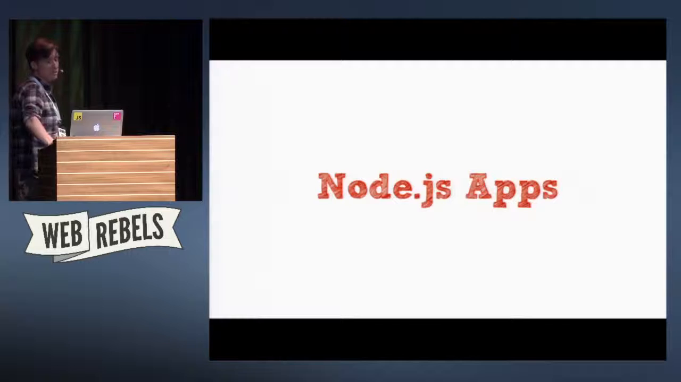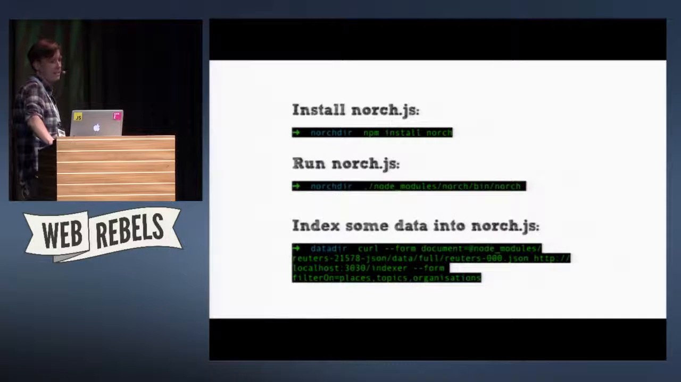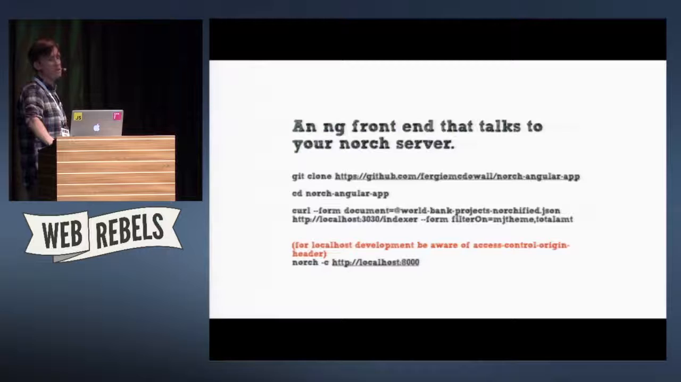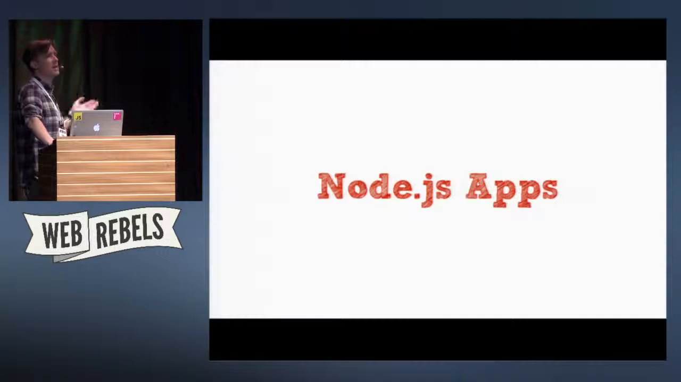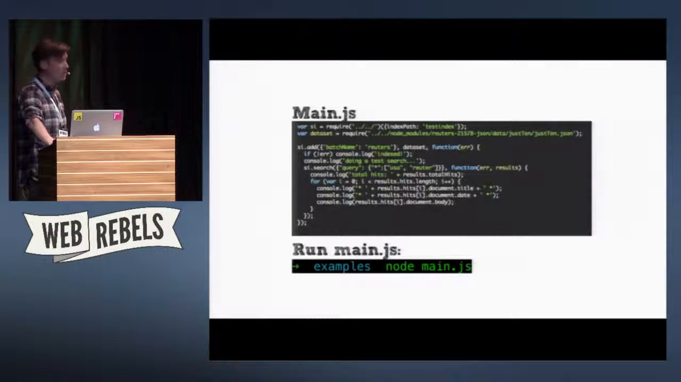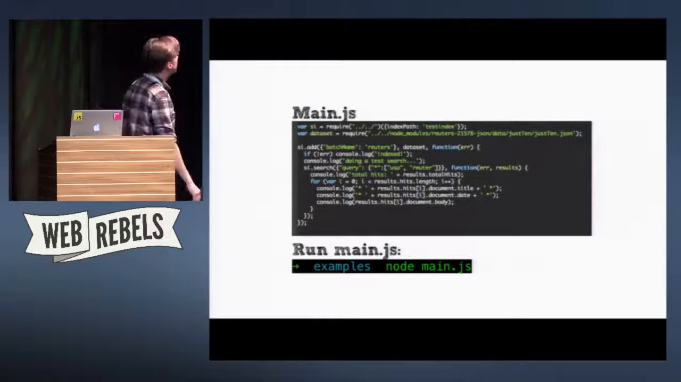You could also just make a Node.js app. So Norch is the kind of HTTP wrapper around Node.js. So that's just like a total standalone server. But you might have already a Node.js app, and you just want to drop some sort of search functionality into your Node.js app that's already running. In which case, you might want to do something like this.